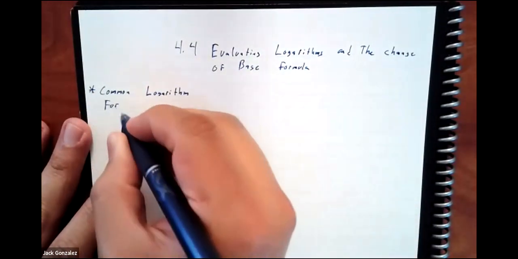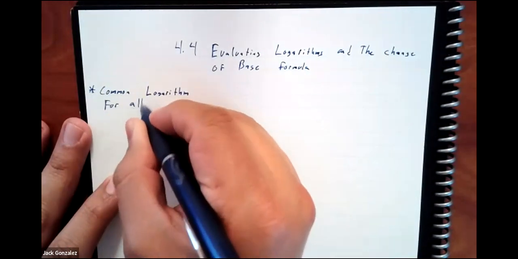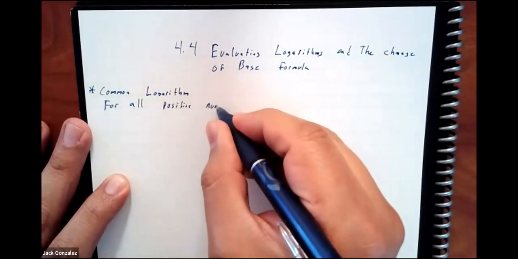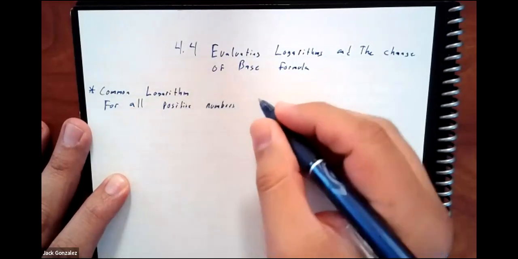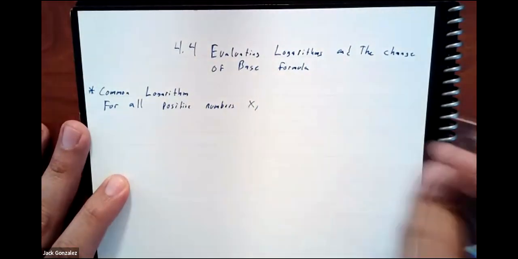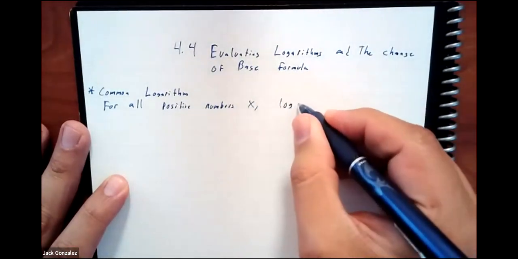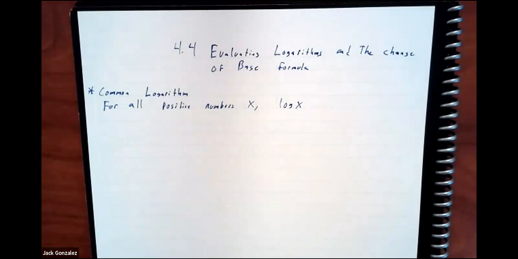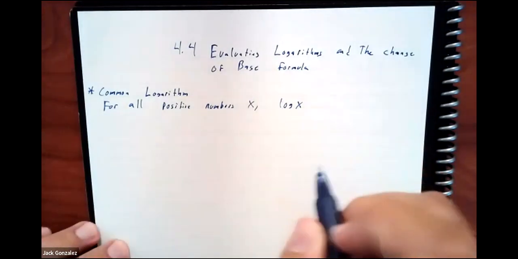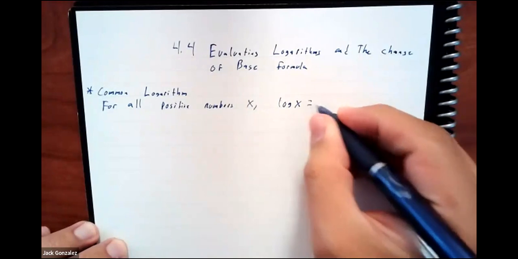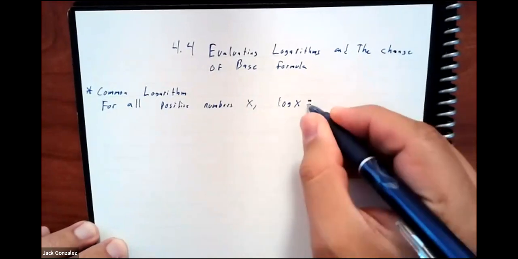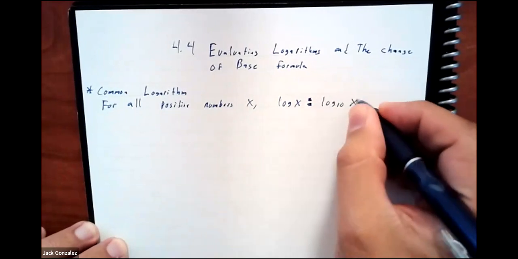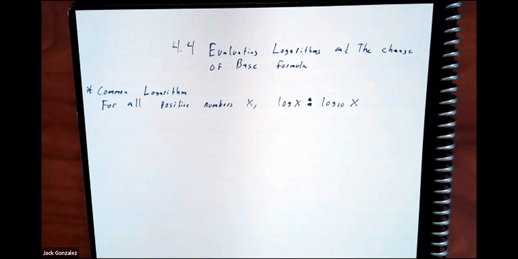Let me give you a definition here. For all positive numbers x, if on the calculator or on a homework problem or whatever, you see no base written, it's assumed to be the common log, which is base 10. So the one on your calculator that says log, that's base 10.